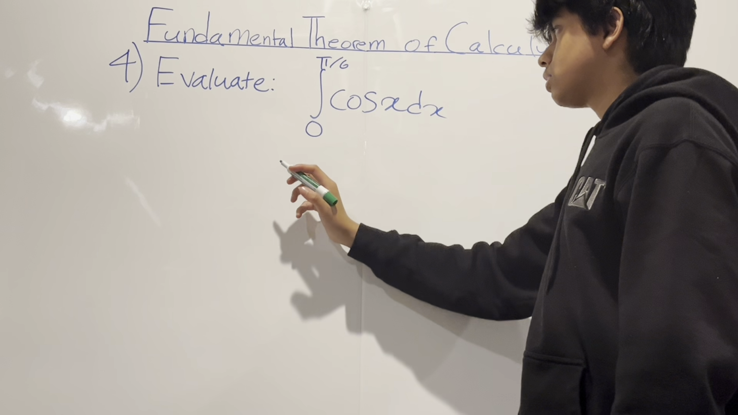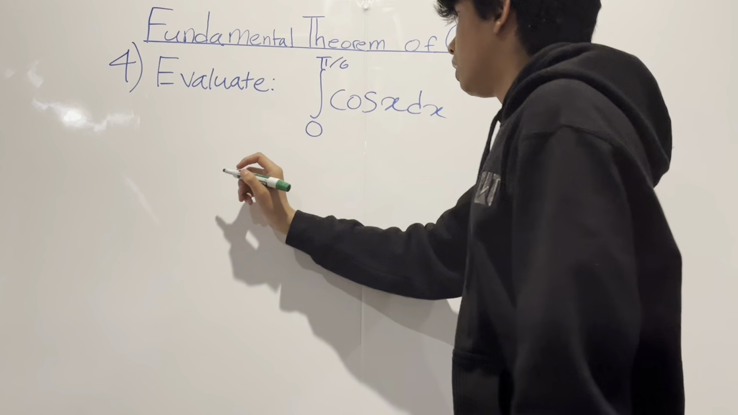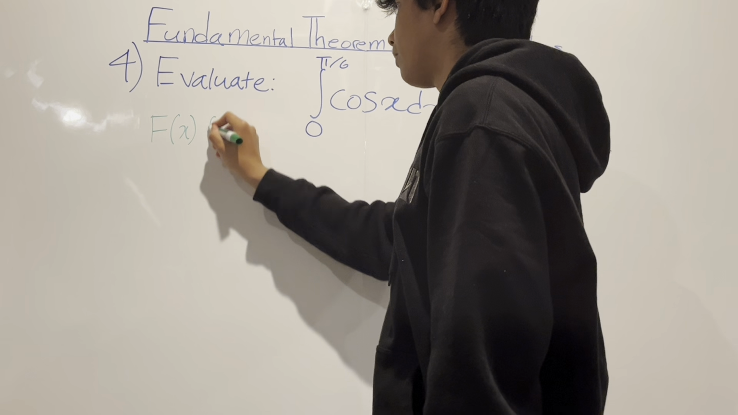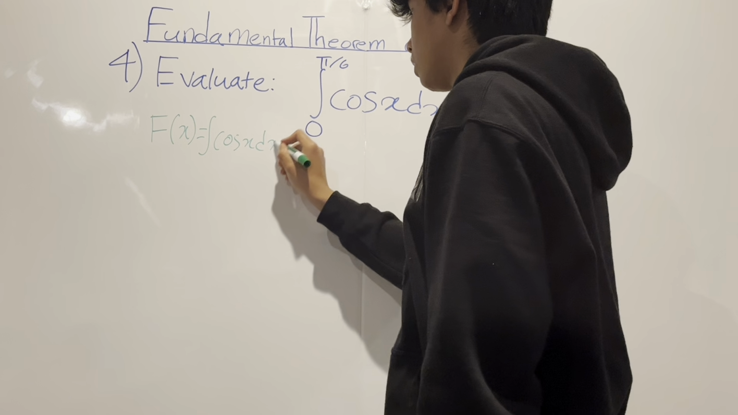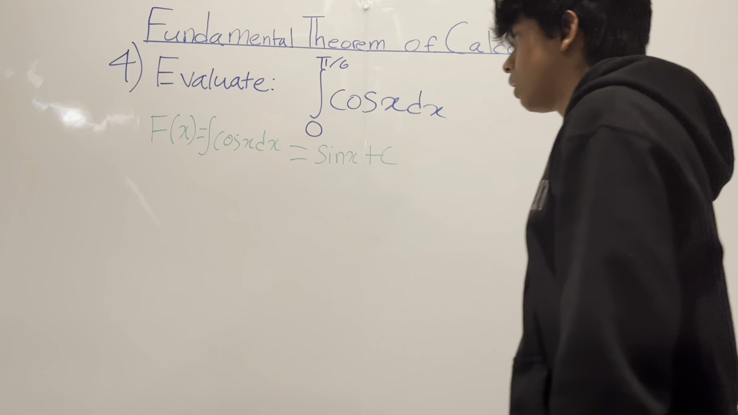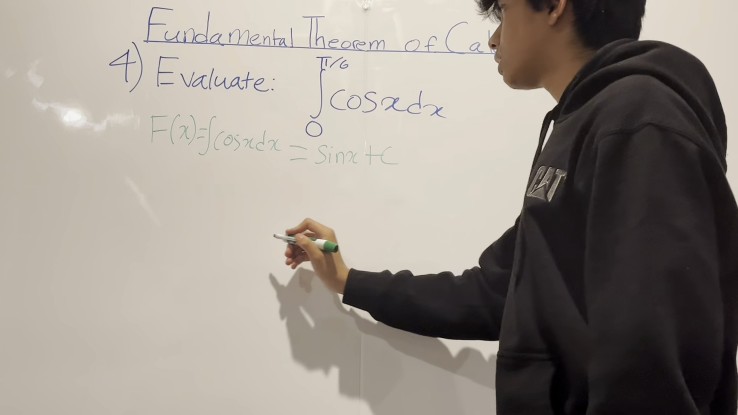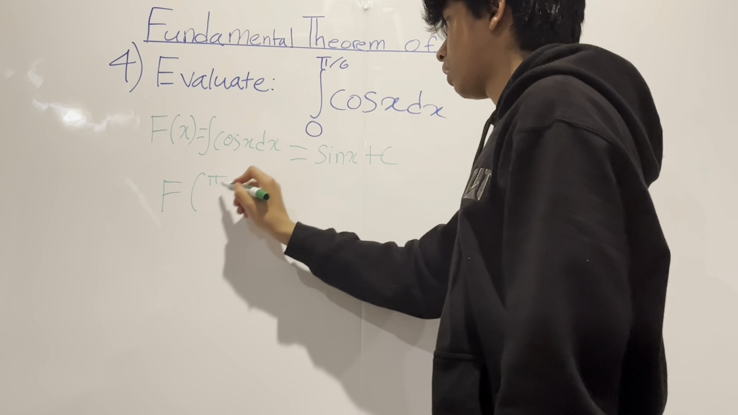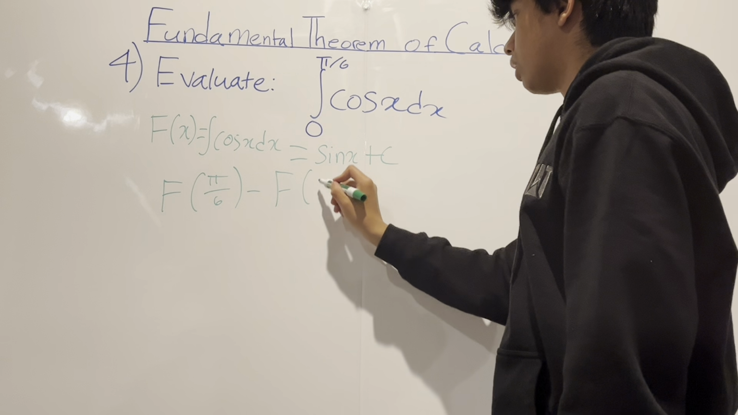So there are just formulas out there where you just have to remember them, or if you can't, you just have to know how to derive them. But yeah, so the antiderivative of cosine x is equal to sine x plus C. Okay, so we have our new function, f(x), and let's find f(b) minus f(a). So f(b), which is pi over 6, minus a, or f(a), which is 0.